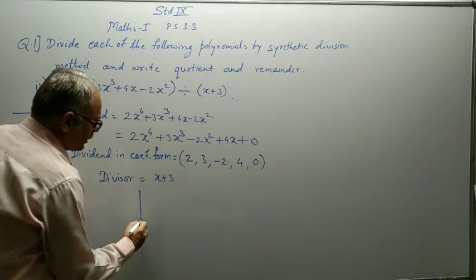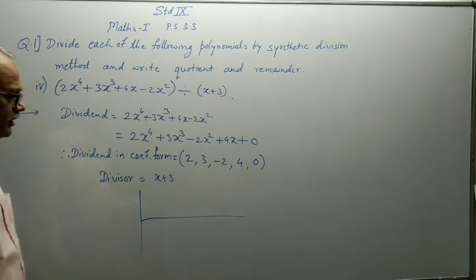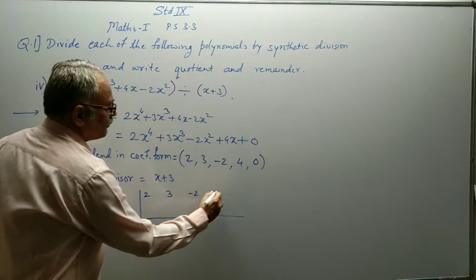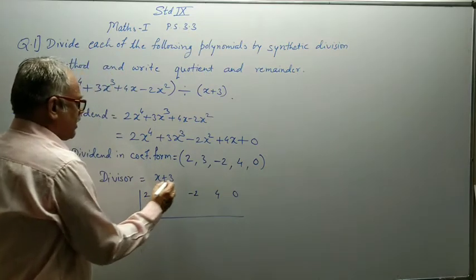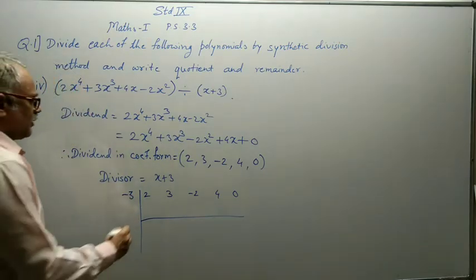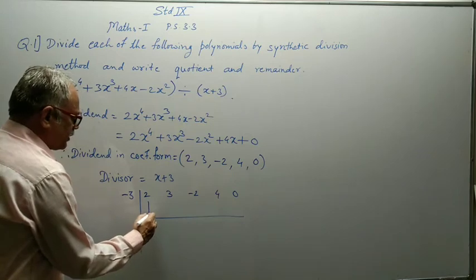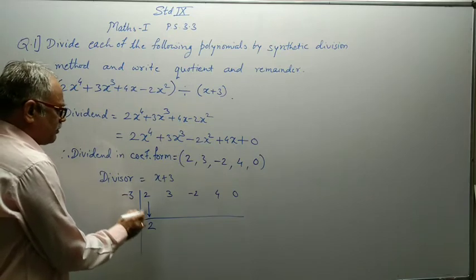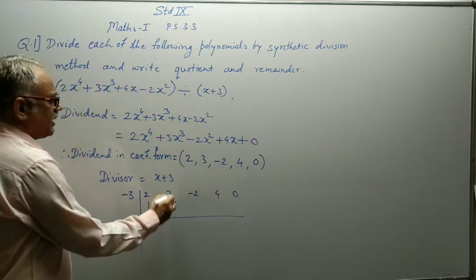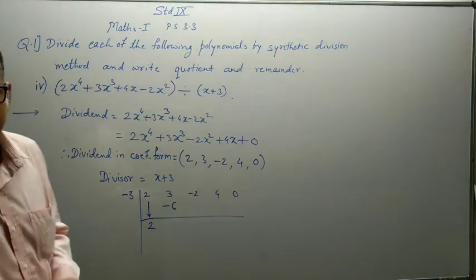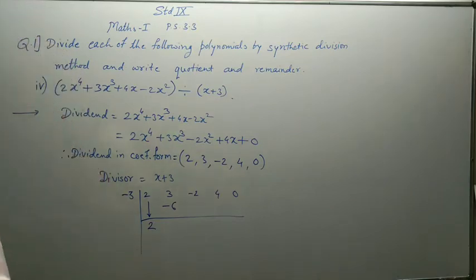Now the actual synthetic division. Write the coefficients with some gaps. Then as it is divided by x plus 3, write minus 3 on the left side. First write the highest degree coefficient as it is below. Then multiply with the left side: 2 multiplied by minus 3 is minus 6. Then do addition. Addition means without changing the sign.